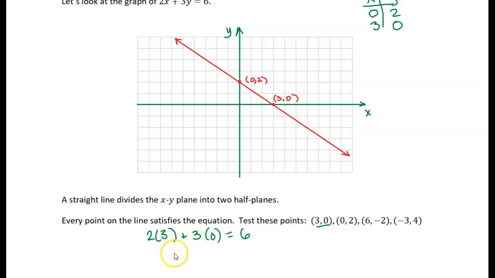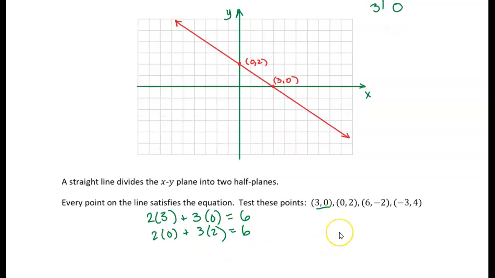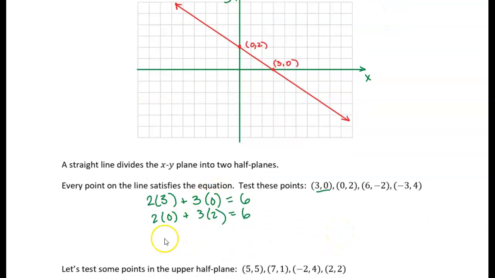Same with all these other ones. 2 times 0 plus 3 times 2 equals 6. It satisfies the equation. I can take any of these points and plug them into the equation, and it'll create a true statement. Again, 2 times 6 plus 3 times negative 2 gives you 12 minus 6, which is 6. So this particular point is on the line. Let's actually show that. It would be here. This is 6, negative 2.